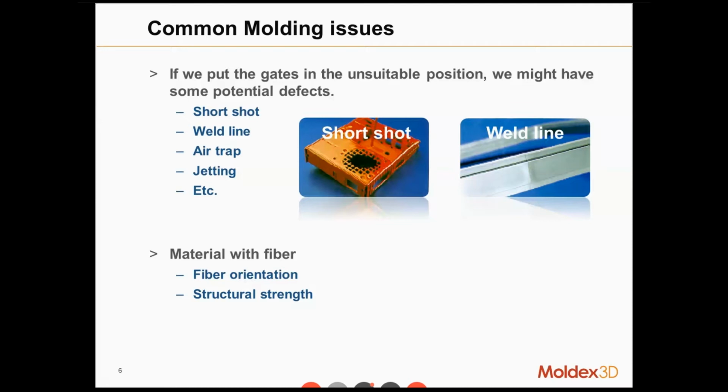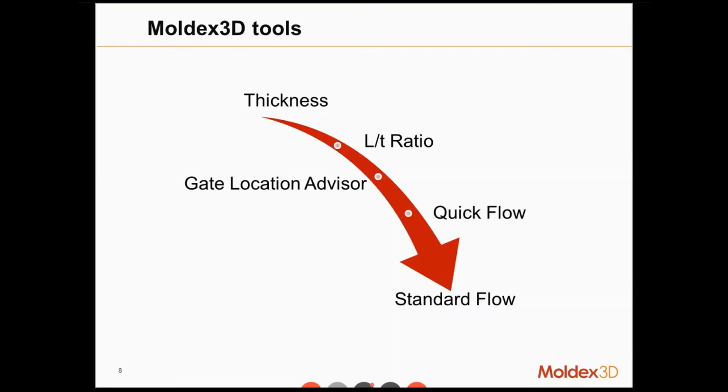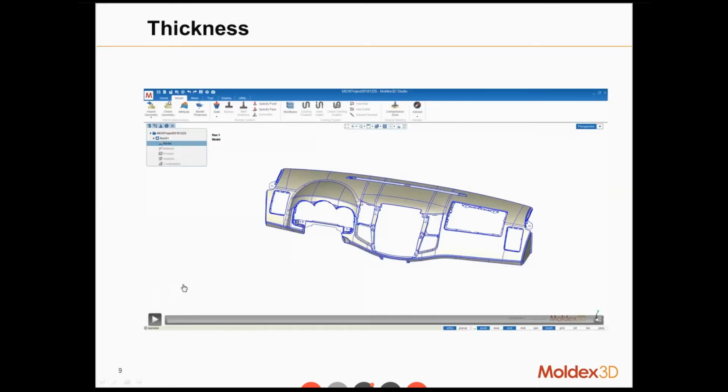So how can we optimize the gate position? In Moldex3D, we provide a lot of simulation tools to help us solve this problem, and I will just start to introduce that. Okay, so what we can do in Moldex3D is the best strategy to decide the gate position in a very short period of time. In Moldex3D, we provide 5 useful tools, which are thickness, availability ratio, gate location advisor, quick flow, and the standard flow. And I will introduce them one by one in the next pages.